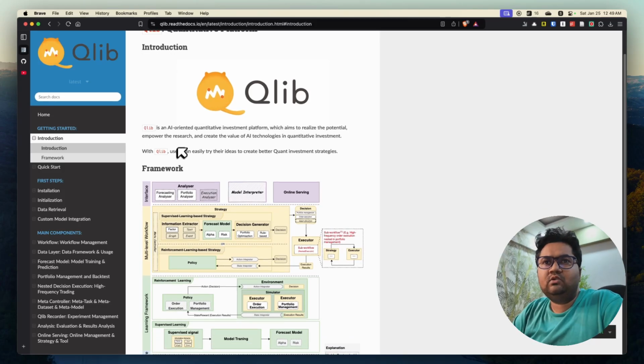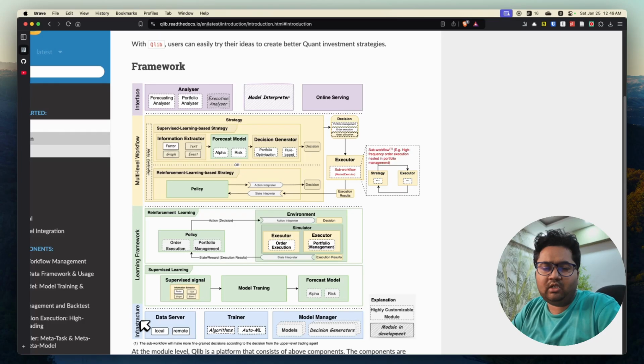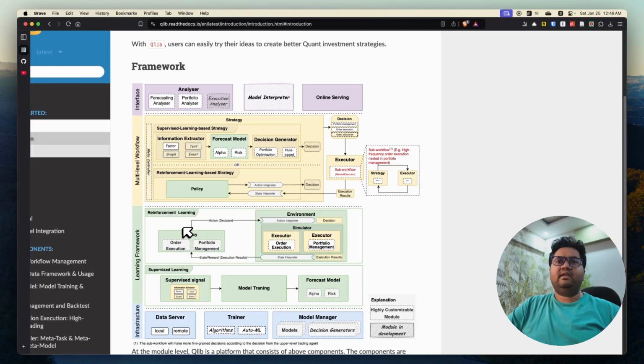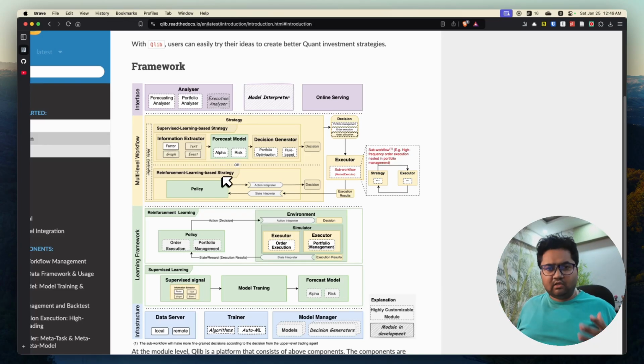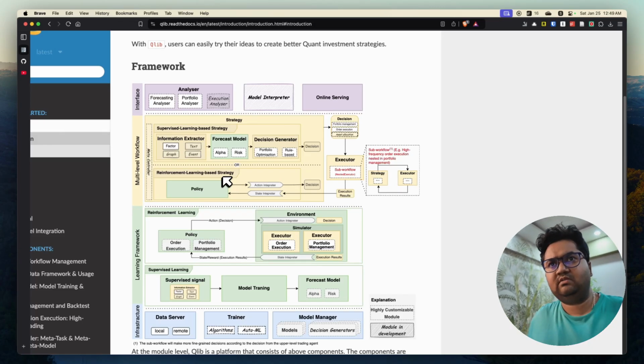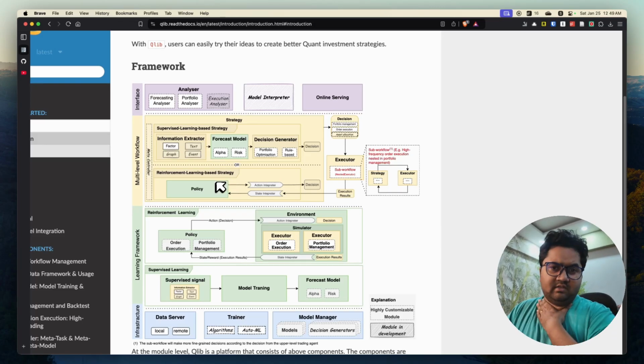So if you just go through this diagram, there are certain layers. The bottom layer is infrastructure. Then there is a learning framework layer, which has all of the supervised learning, reinforcement learning, etc. And then you have a multi-level workflow layer where strategy sets and decision systems sit. If you have built some kind of forecasting model, risk models, anything like that, or even RL-based strategies, those things sit there.